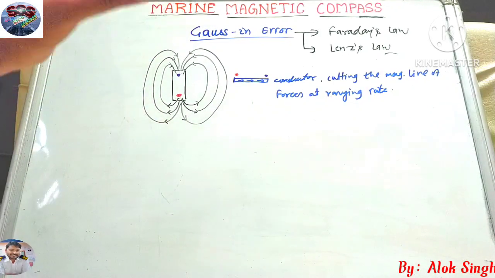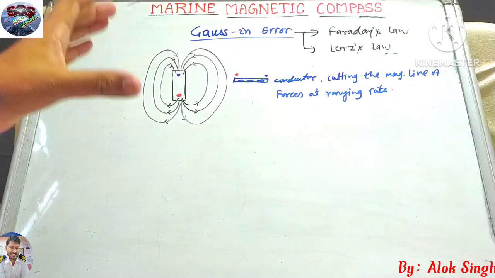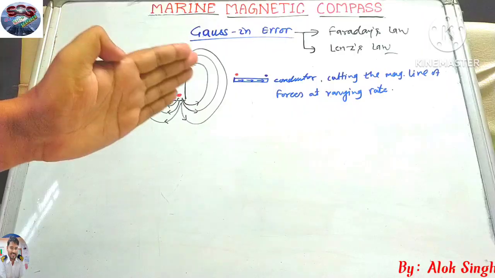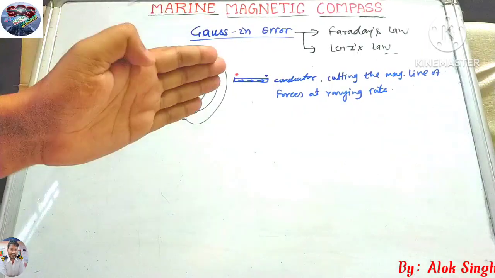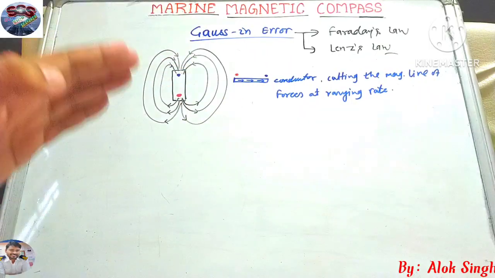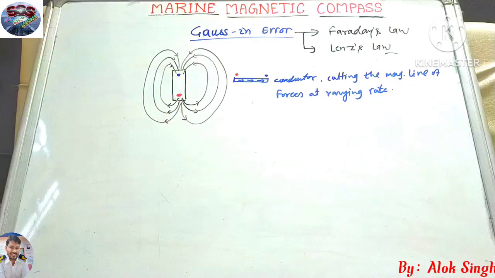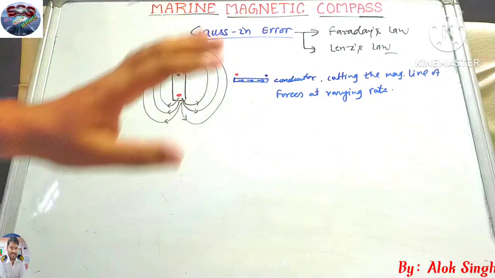So to avoid such an error, whenever we are taking a bearing or adjusting our compass, we just have to swing our vessel onto a particular heading and steady there for at least 2 minutes, and only then take any bearing, or observe any bearing, for adjustment of the compass. So this is about the Gaussin error.